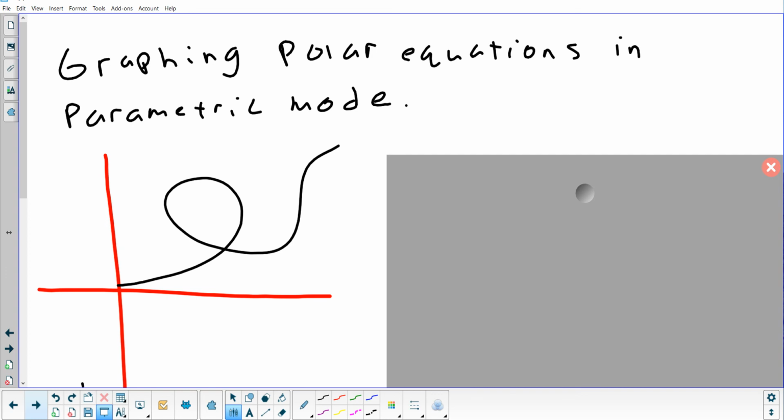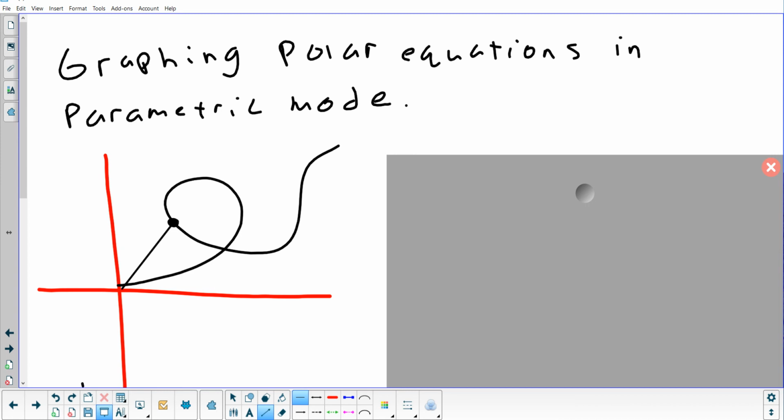In polar, think about what you know about something in polar. What are the two things that you're always given for a single point? You're given a what and a what? Yep. You're given a radius and an angle. Well, here's your radius.